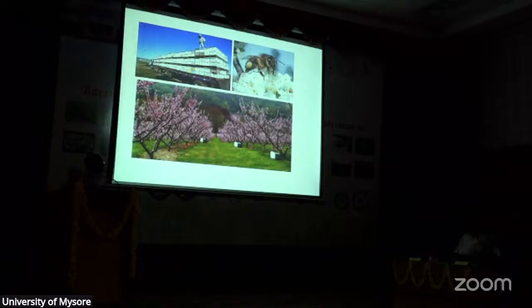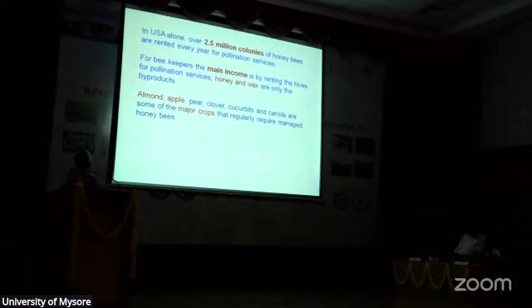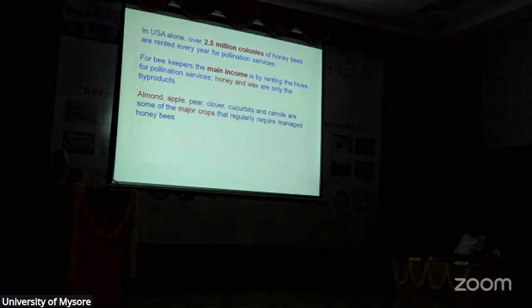So like this one, there are so many crops. Beekeepers in February, as long as the flowering is there, keep them in those fields. Then they go to the next crop which has started flowering, and so on. In the USA alone, about 2.5 million colonies of honeybees are rented every year for pollination services. As I told you, this is the main income of these beekeepers. Almond, apple, pear, clover, cucurbits, canola, and so on are some of the major crops which require honeybee colonies for pollination.